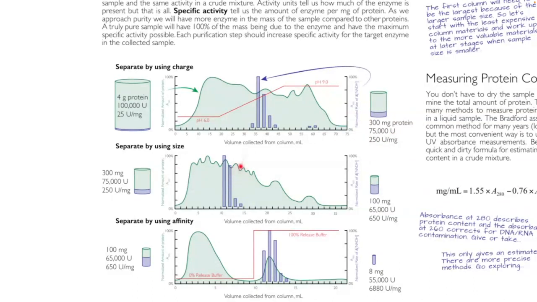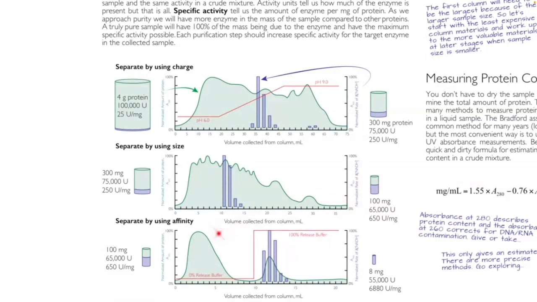I purified again by size exclusion, and these are the ones that I keep. And look, I end up with 100 milligrams of sample at the end, 65,000 units of activity. So I'm from 100,000 to 65,000. I'm losing stuff along the way, but I am 3 times purer, 650 units per milligram.